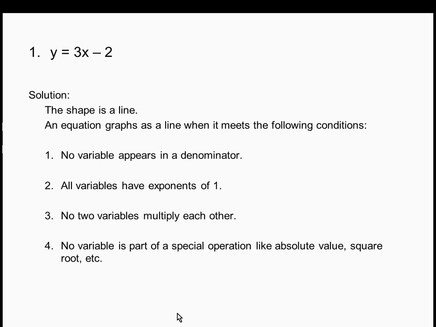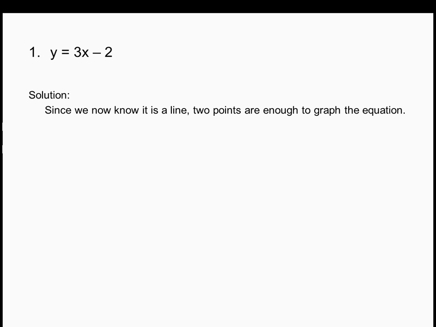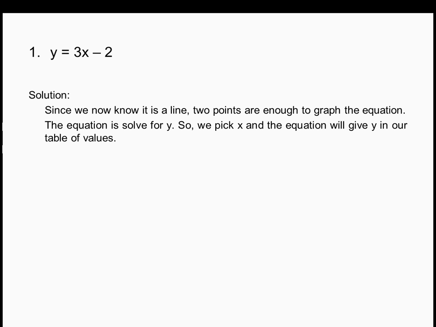So it's kind of like, it's a nice looking equation. So these are the conditions that are needed for a line. Remember, 2 points are enough to draw a line. So since we know it is a line, 2 points are enough to graph it. So you don't need to sit there and plot all day long. The equation is solved for y because it says y equals. If it said x equals, we would say it's solved for x.